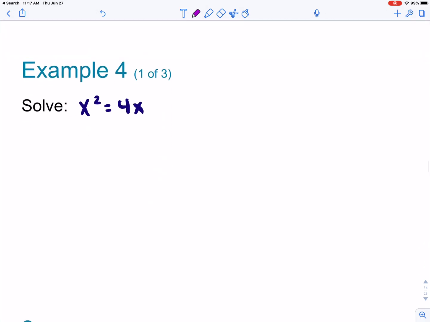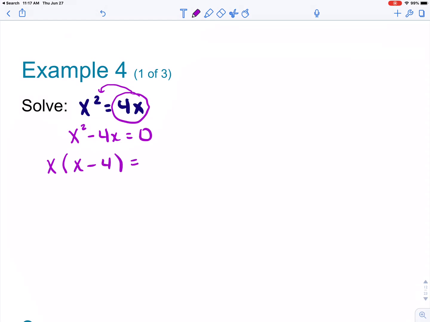Okay, so now this one looks a little different. So what we're going to do, again, we're going to set it equal to 0. So we're going to bring this over here. X squared minus 4x equals 0. Now, this isn't a trinomial to factor, this is a binomial. So what I got to do is I'm going to factor out my greatest common factor, which is x. I get x minus 4 left.